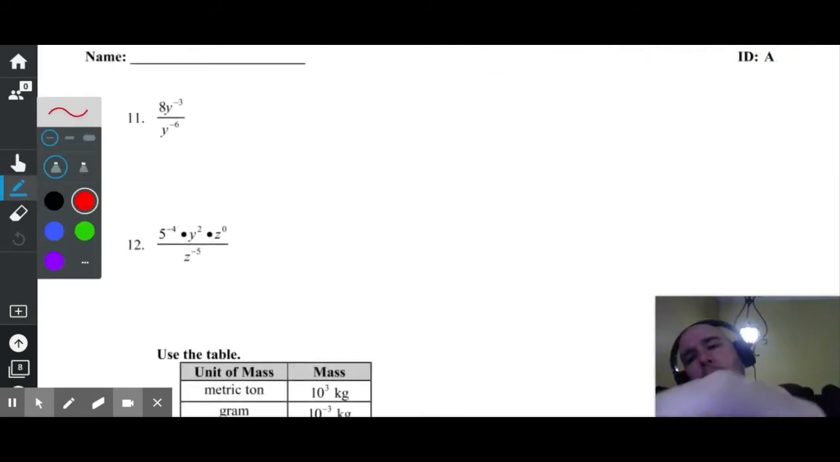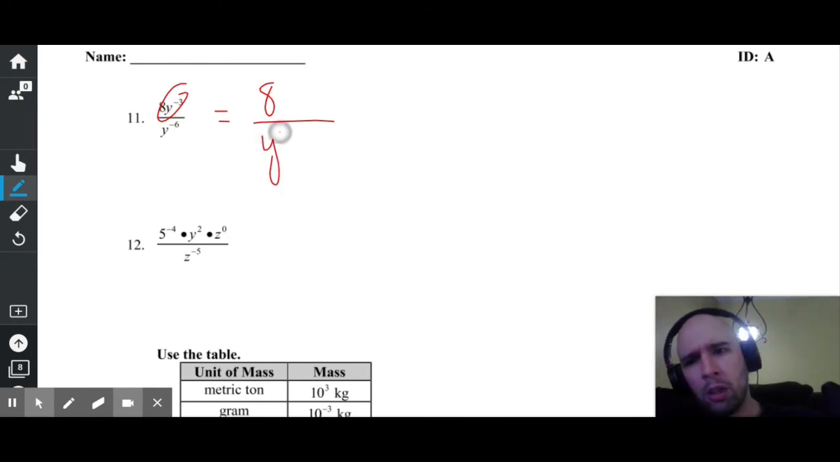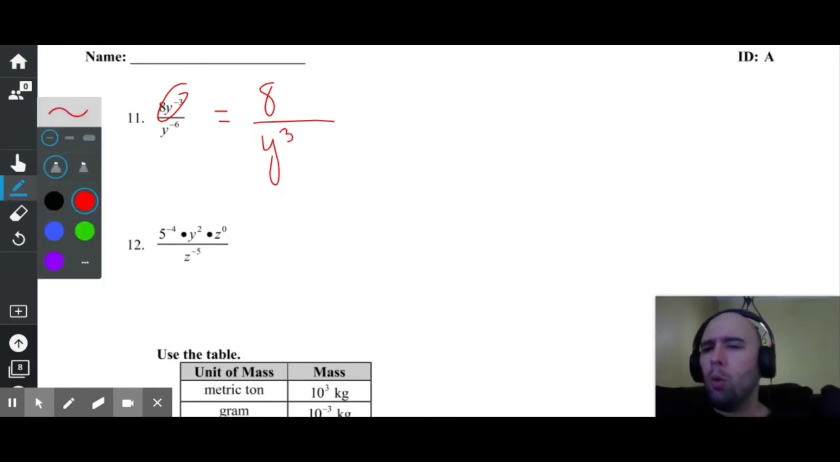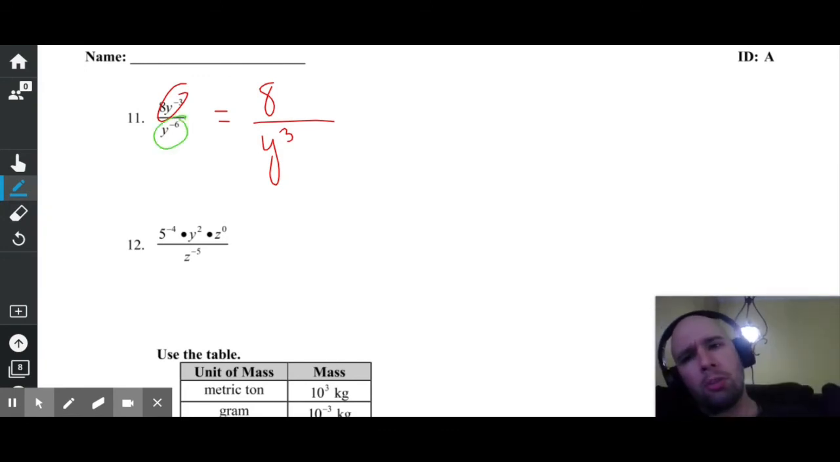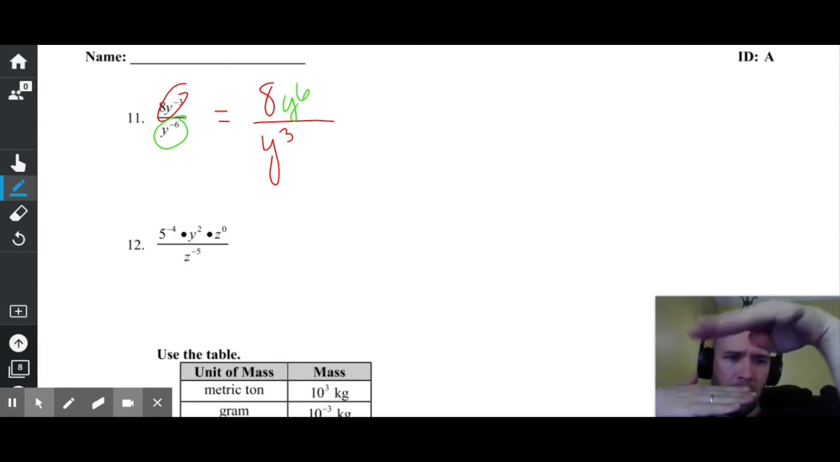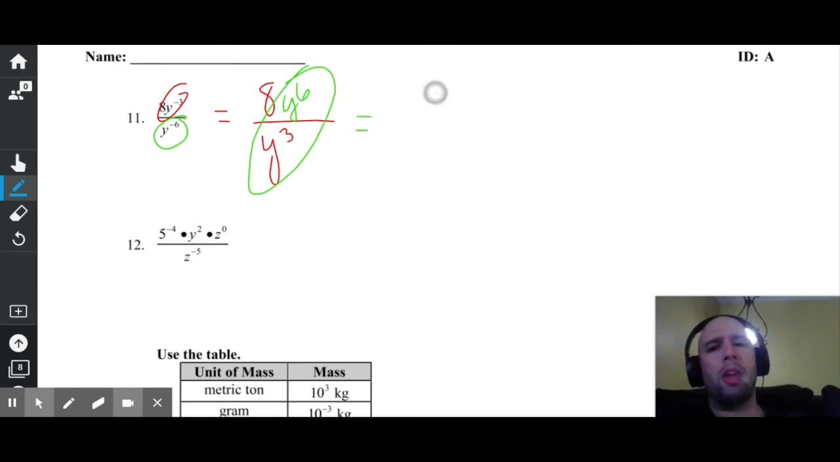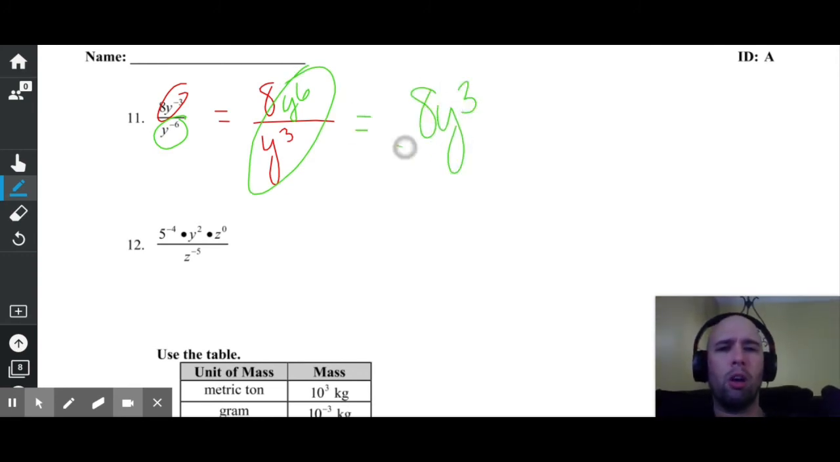Let me see here. We got 8, which is 8. We've got y to the negative 3, which moves downstairs and becomes y to the positive 3. We have y to the negative 6, which moves upstairs and becomes y to the positive 6. I have 6 y's up here and 3 y's down there. The 6 y's up here is more powerful than the 3 y's down here, and that's a change of 3. So I end up with 8y to the 3rd over nothing. Subtract the exponents, which is just 8y to the 3rd.